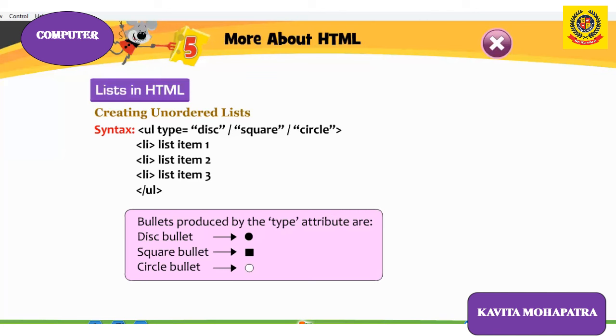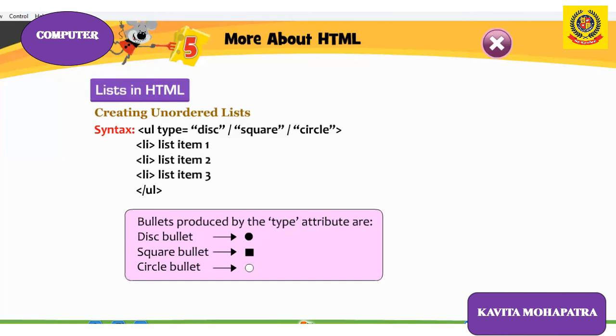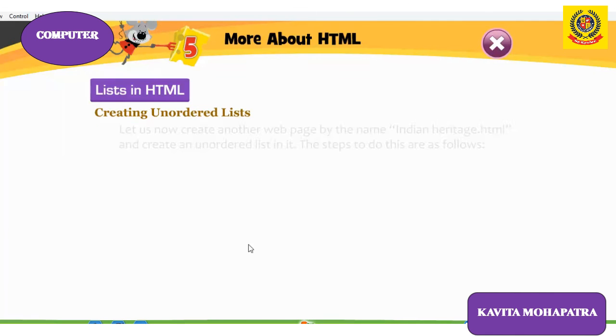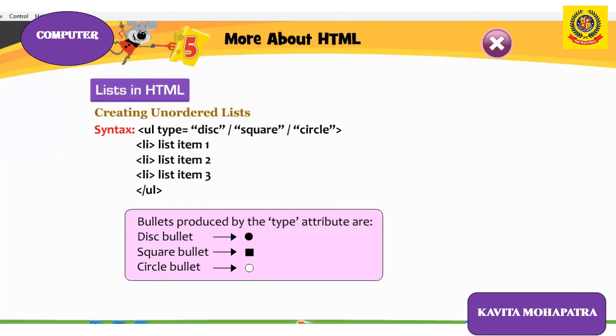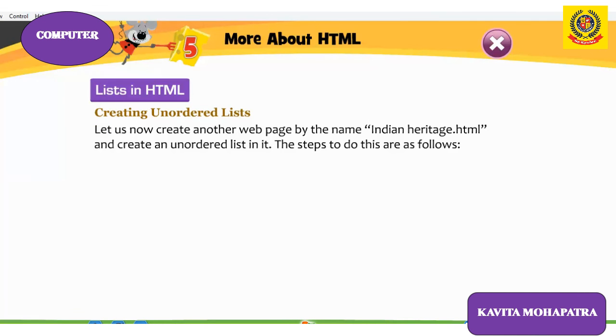So for the syntax of an unordered list, you have to write like this: UL type equal to disc, square or circle, any one you have to choose. Then you will give list item 1, list item 2, list item 3. So 3 types of list you can give. Now bullets are produced by the type attribute. Disc bullet is like this, then square is like a square, and circle is only a hollow circle. So this is the syntax of an unordered list. Students, you have to write the syntax in your notebook and you have to use this one in your program.